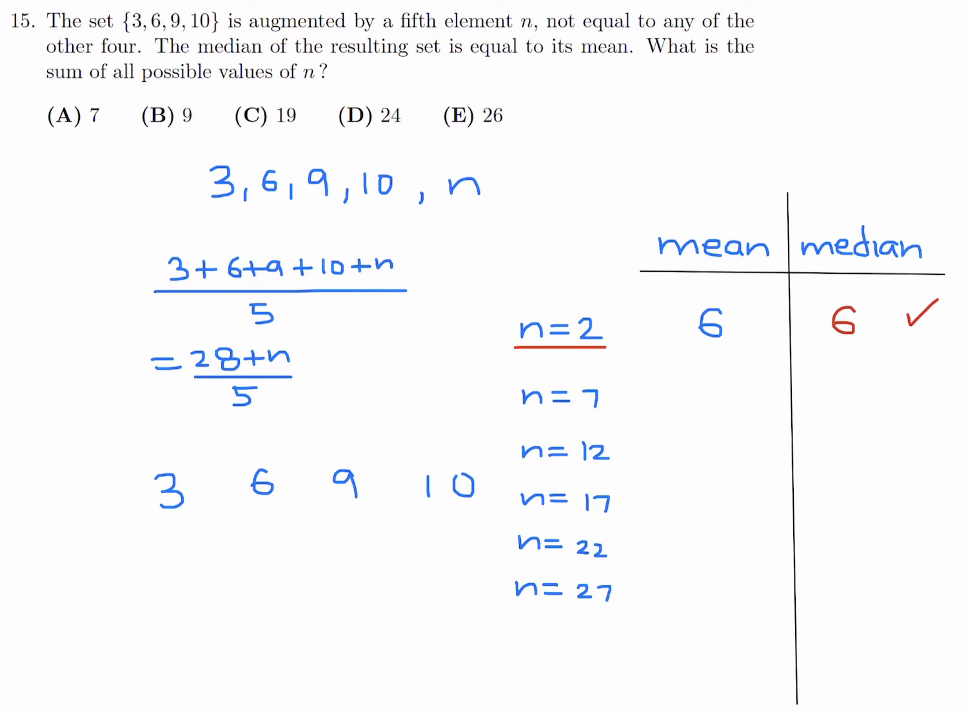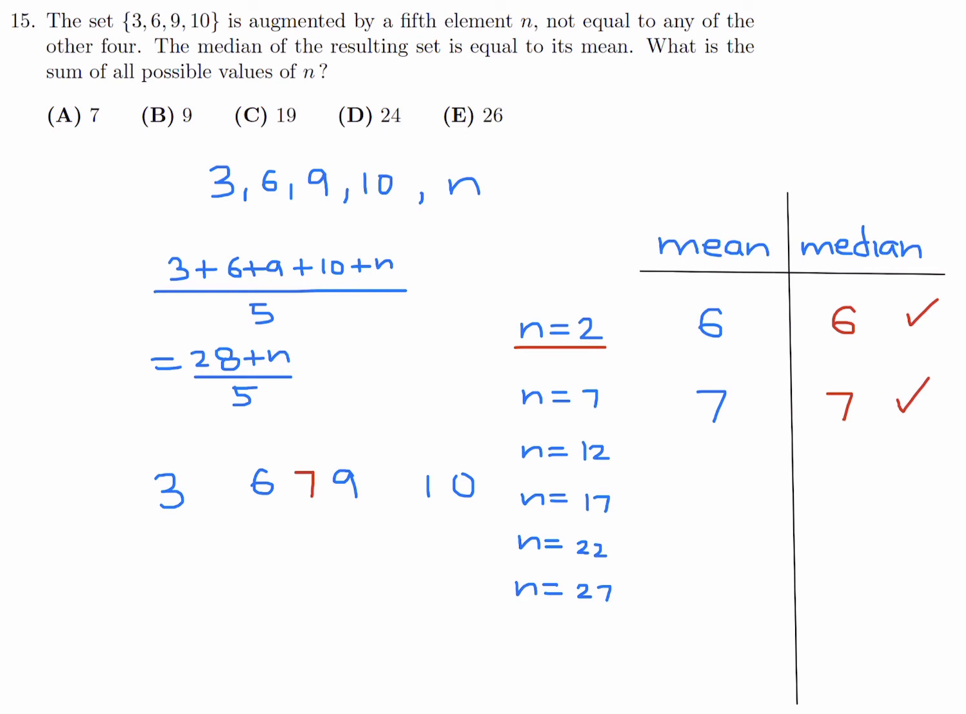The mean when n is 7 is going to be 7. If n is 7, where does the 7 go? Well, the 7 goes right here, right? And that makes the median equal to 7. So there we go. We got another one that works.